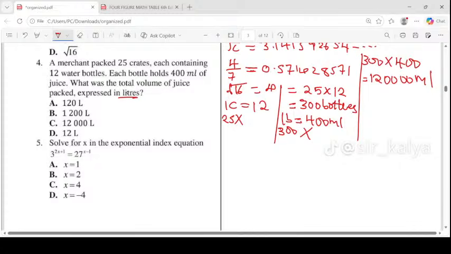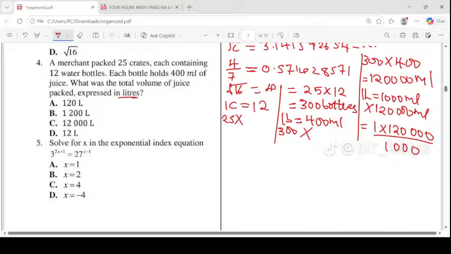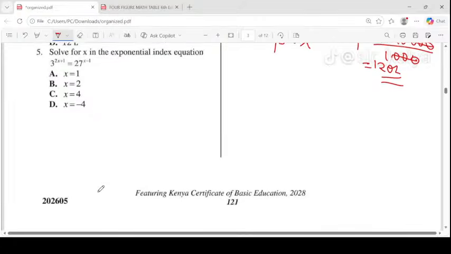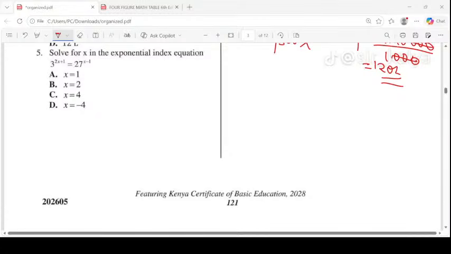But now they want it in liters. You know that 1 liter is equivalent to 1,000 milliliters. What about 120,000 milliliters? You cross multiply. This will become 1 times 120,000 divided by 1,000. The 3 zeros and these ones go. You get your answer as 120 liters, which is choice A for apple in that particular case. Choice A for apple. Let us look at question number 5 of this wonderful paper. Question number 5.